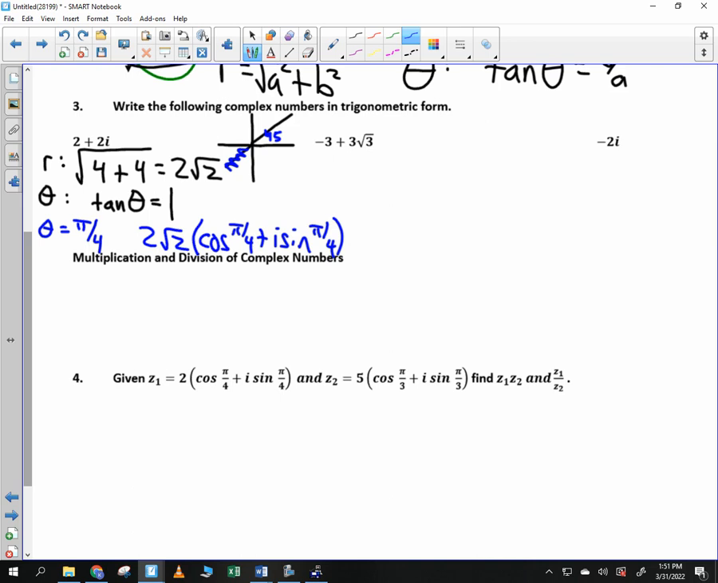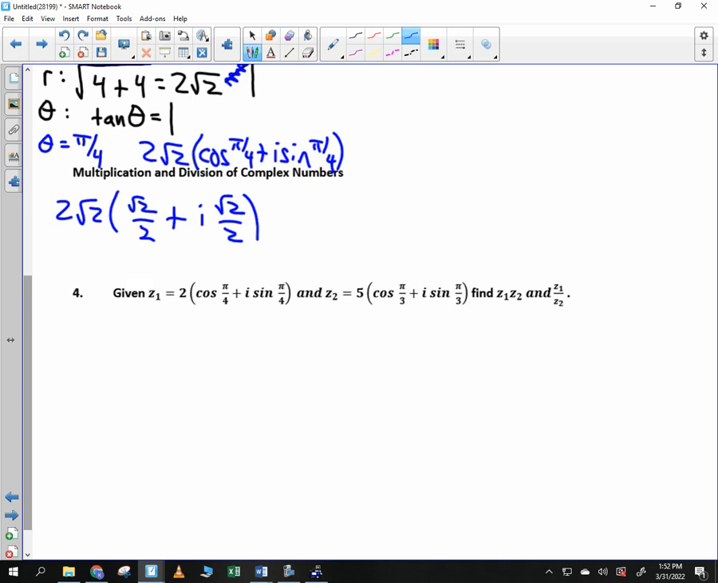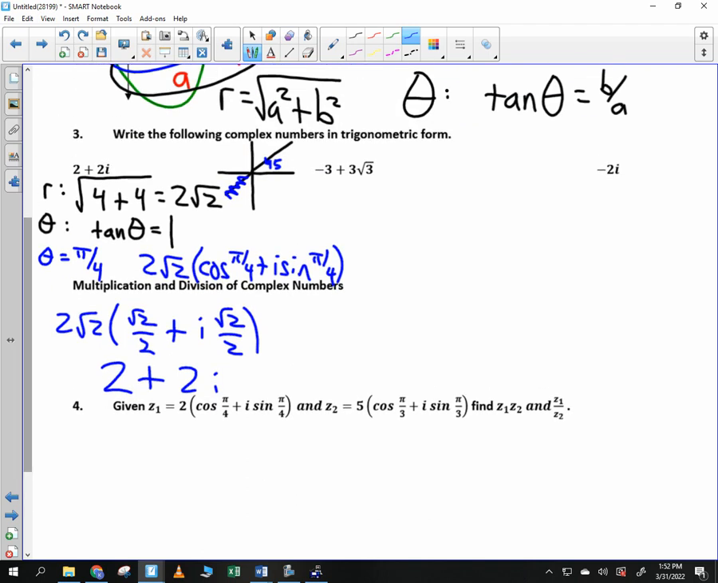Now I want to show you something that's going to be cool for you. This should connect. Don't write this down, but watch. I have 2 roots of 2 times, what is the cosine of pi over 4? Root of 2 over 2. Plus i times, what's the sine of pi over 4? Root of 2 over 2. Watch what happens when you distribute here. What's going to happen to the 2 and this 2? They cancel to get 1. And what's the root of 2 times the root of 2? 2. And then here you also get 2, right? When you distribute back through, what do you get? You get what you started with. We transferred from one form to the other.